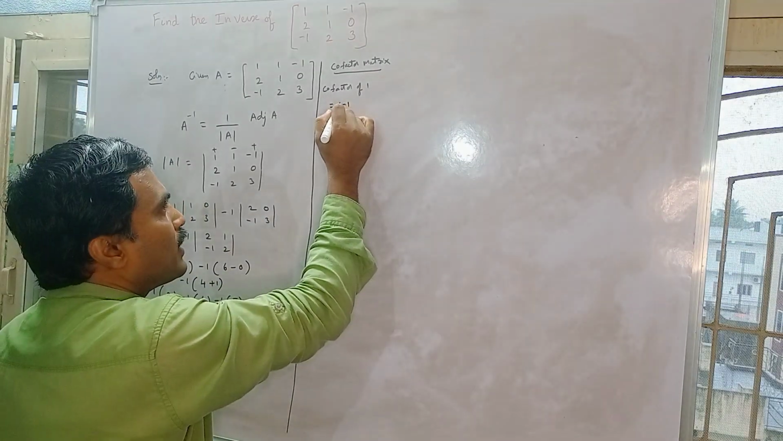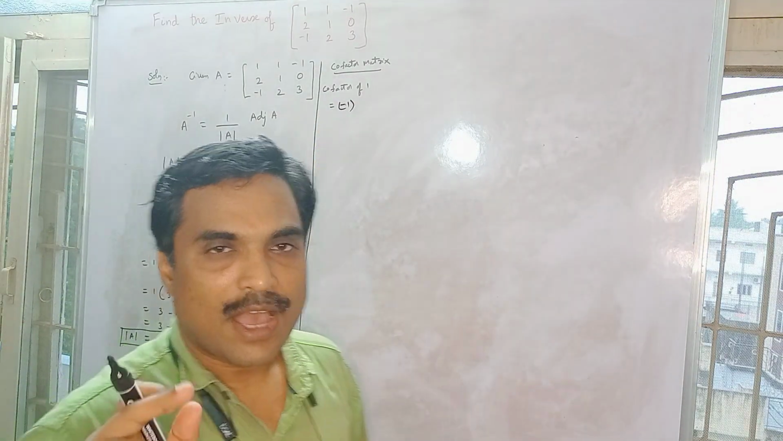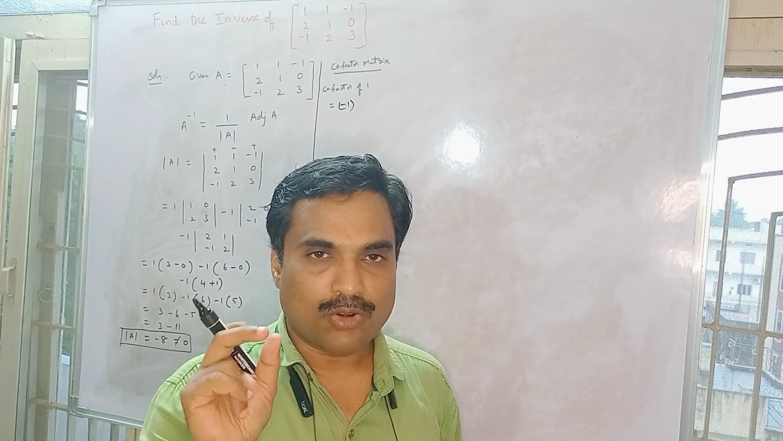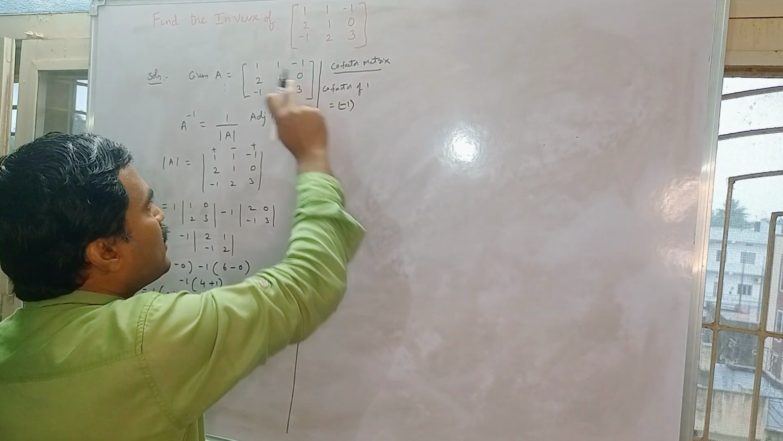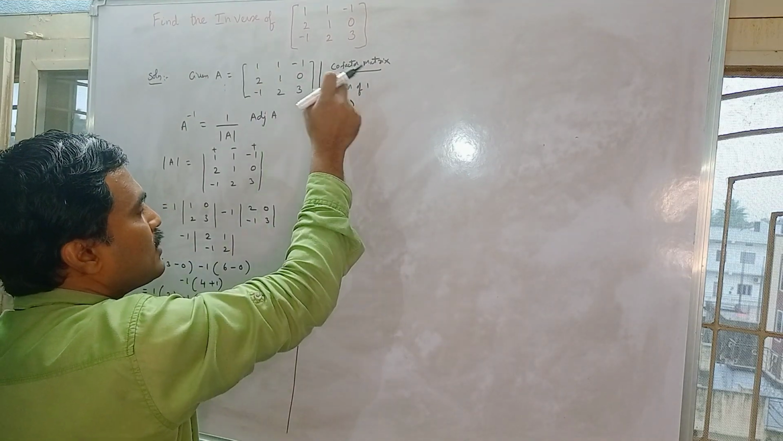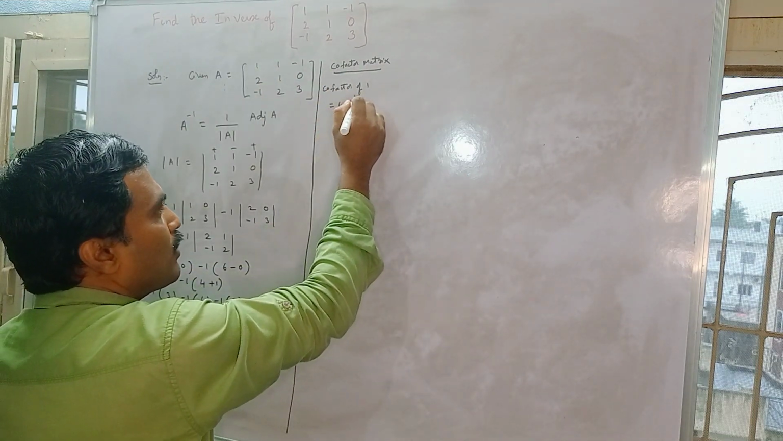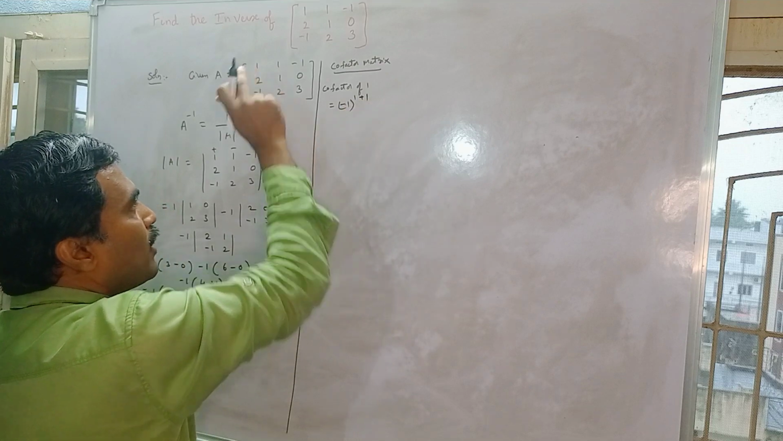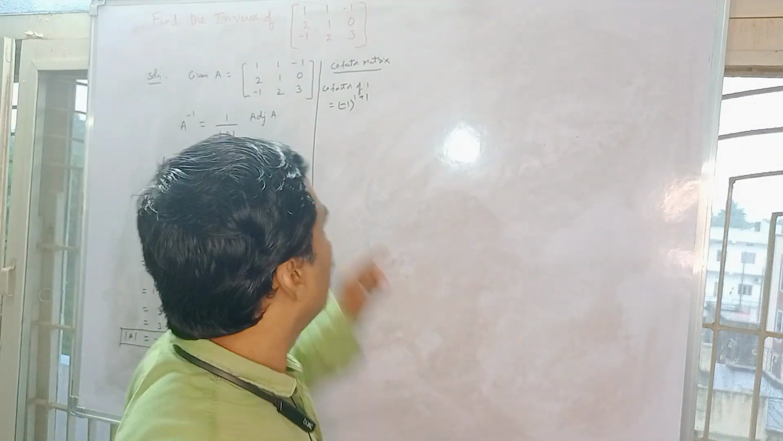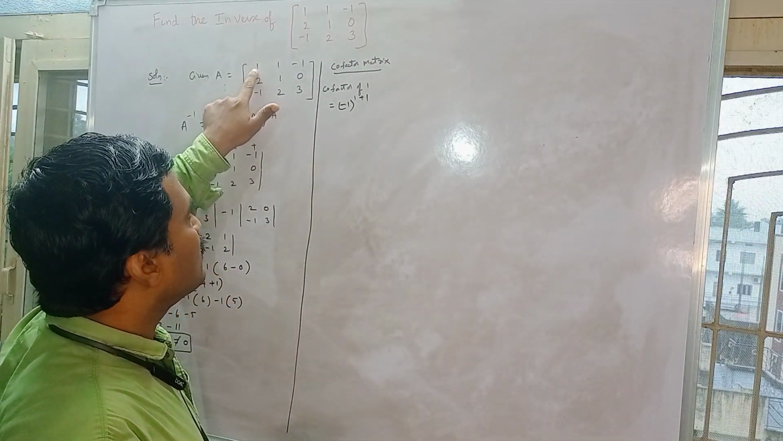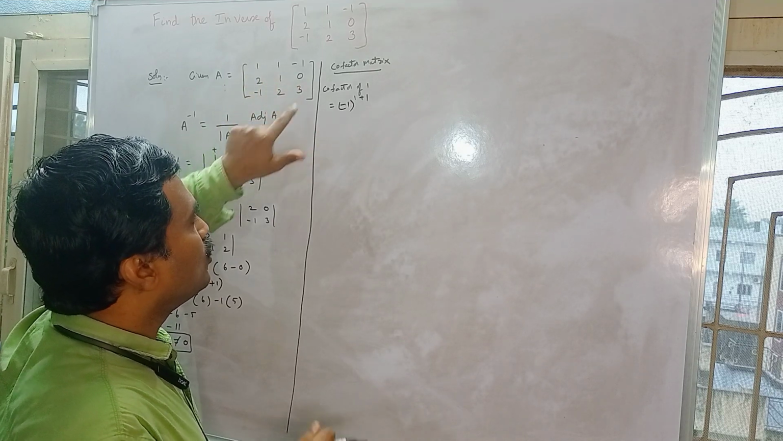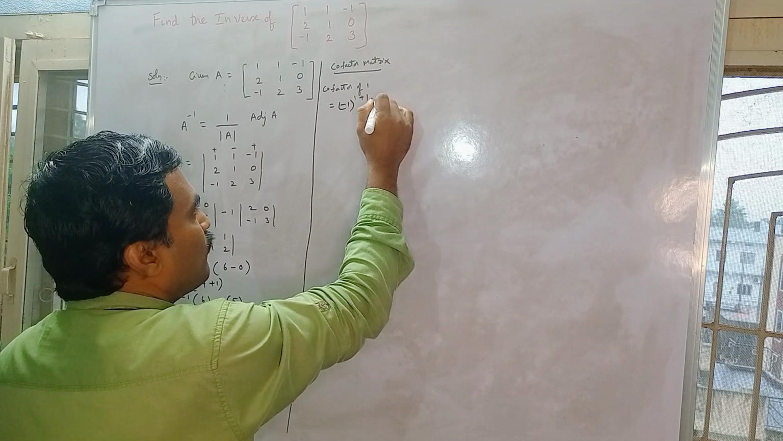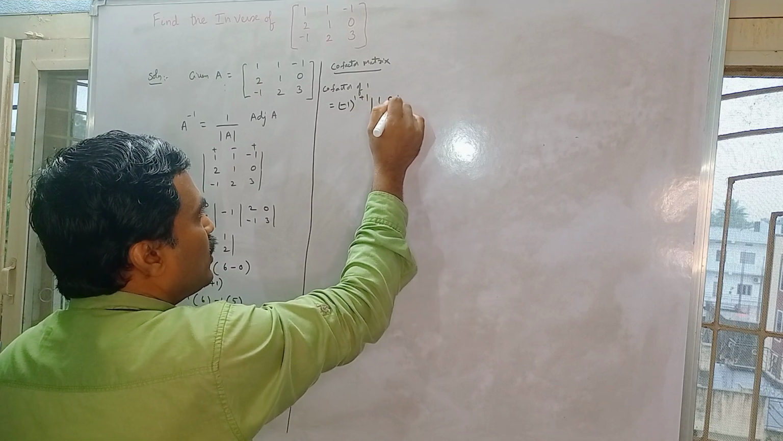So the formula is (-1) power i plus j. i plus j means what? i is the row position and j is the column position. So i is the first row and j is the first column. So you get (-1)^(1+1) times the minor of a_ij. So what is the minor of this element? This one, that is the determinant of 1 0 2 3.